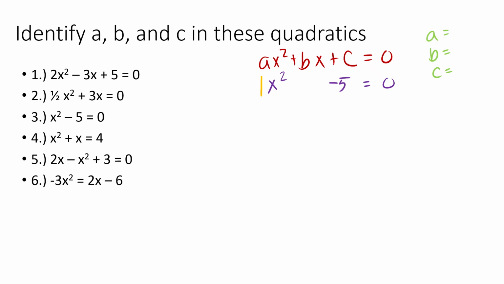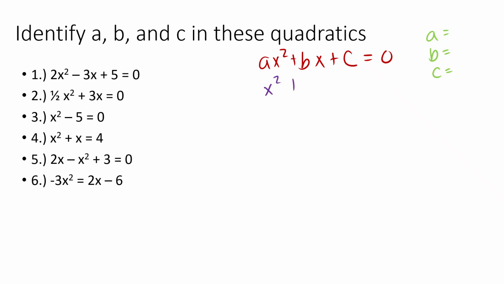So in this one, the a value is 1. The b we don't see, which means it must be 0x, because 0 times x would be 0 and it would drop out. So the b value is 0 and the c value is -5. Make sure that you do know that that is a -5 and not a +5.